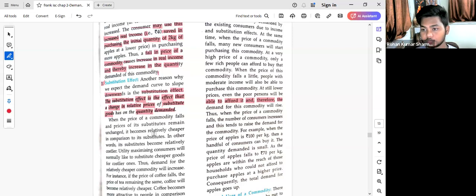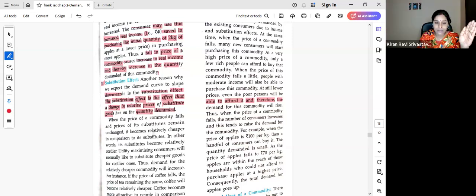We made 8 assumptions, and in those 8 assumptions we kept all the other factors apart from the price of the commodity constant. So now how does the substitution effect happen? When the price of a commodity falls, the prices of the substitutes remain unchanged. Thus it becomes relatively cheaper in comparison to its substitutes. Now, for example, I'll just show you one screen and I will explain the substitution effect.